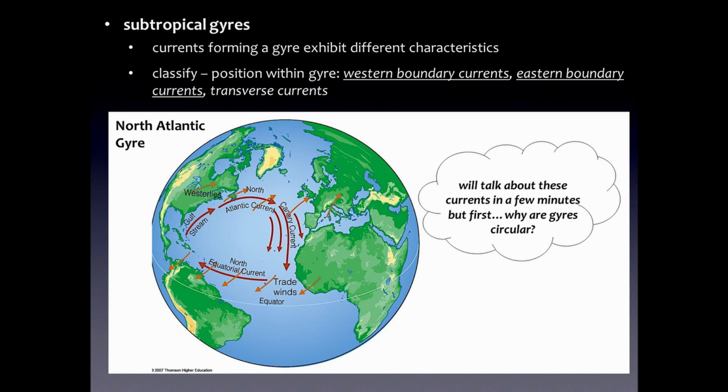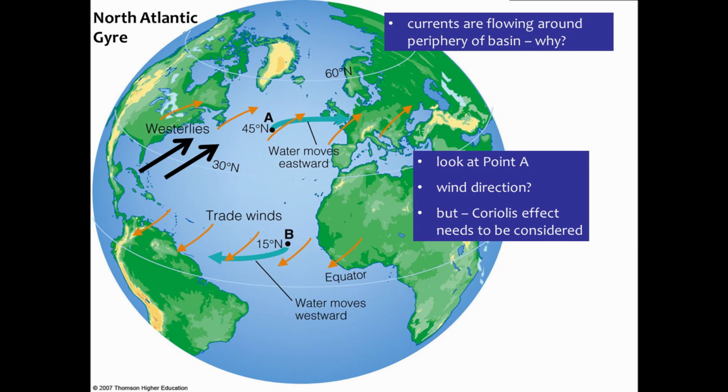We are going to talk about these in a couple of minutes, but first of all, we're going to take a look at gyres and talk about why these gyres show a circular pattern. Why do we see these currents operating on the periphery of this ocean basin, or the periphery of the gyre? So here we are in the North Atlantic gyre, and the question is, why do these currents flow around the periphery of the basin? And what we're going to do is look at a couple of scenarios.